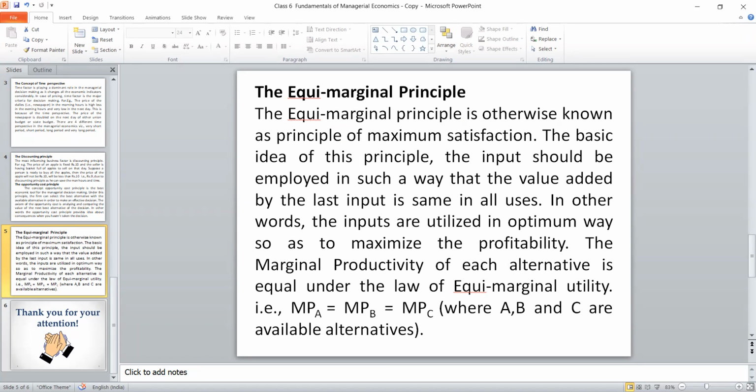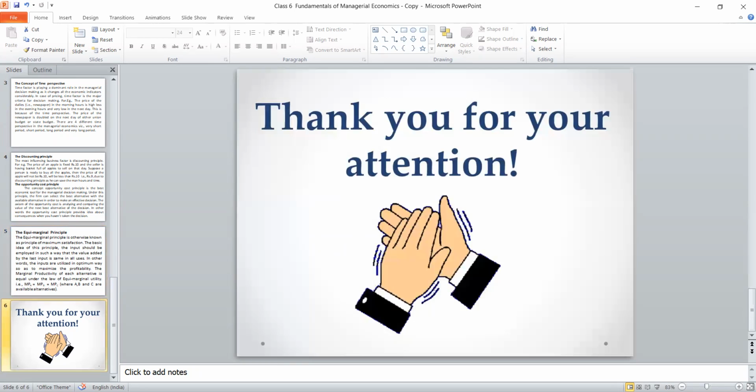You can choose any best alternative, subject to the condition that you are able to maximize profit or minimize cost. So these are the 5 fundamental principles. For your sake, I will list them out again. The first one is the incremental cost principle. The second is the principle of time perspective. The third is the discounting principle. The fourth is the opportunity cost principle. The last one is the equimarginal principle. These are the 5 fundamental concepts of managerial economics.